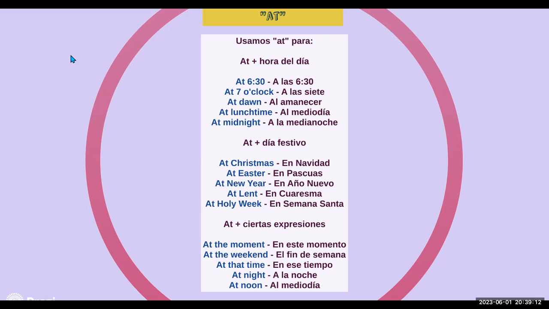What about the rest? Los demás? Necesito ejemplos. Teacher, yo tengo una, pero no sé si está bien. I got to visit my family at Christmas. Okay, si lo dijo así, está bien. Okay, another one. ¿Alguien más?